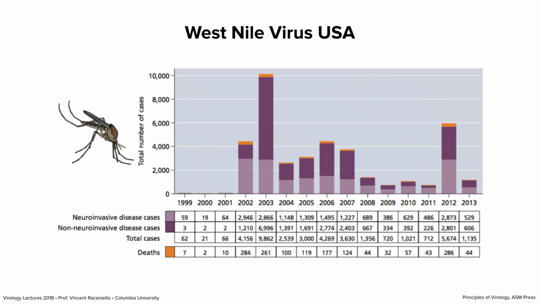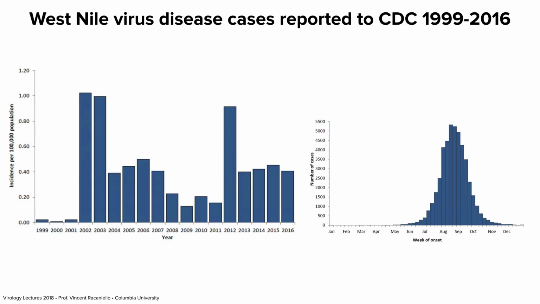So if you could prevent this with a vaccine, it would be perfect, and that's why we're working on a vaccine. On the left here are the number of cases per 100,000 in the different years from '99 to 2016, just to emphasize that in some years it's very low, in other years it's very high. When it first came to the US, of course, it was limited to the East Coast, but it spread very quickly across the entire country and now can infect many states.